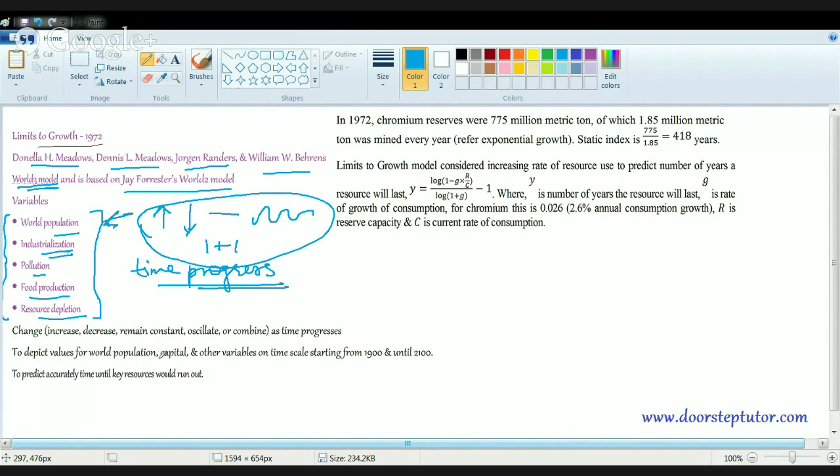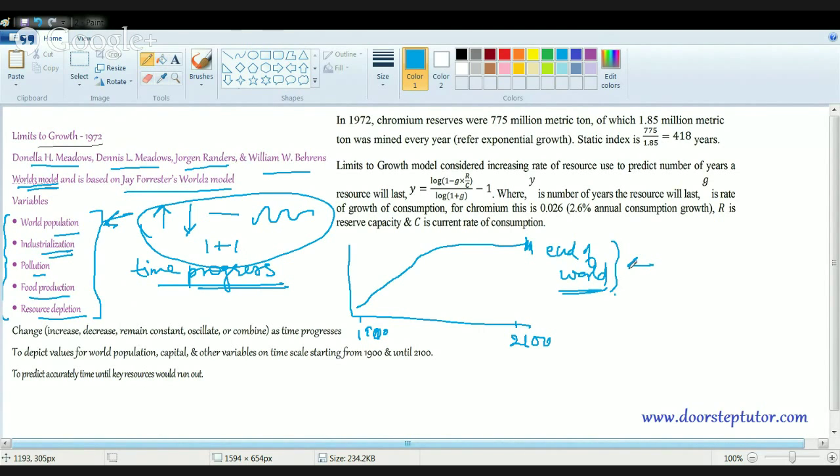Then he also said that the pollution, population, capital, and these variables try to increase with time. So we have 1900s here, and you have 2100 here. You have these variables increasing, and at this point of time we can say there would be the end of the world, or the world would run out of the resources.